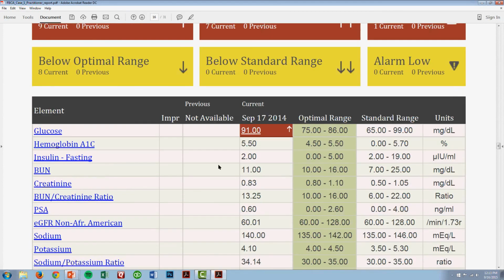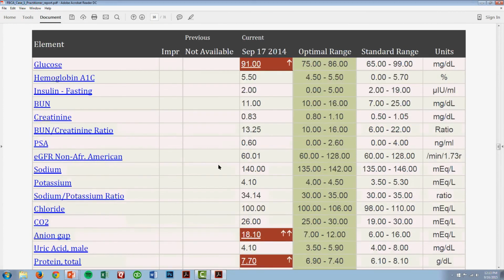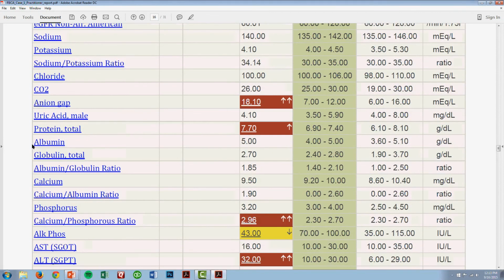He had 3 things wrong with him. And this little infographic says that actually there were 9 above the optimal range, and 8 below the optimum range, and there was 1 that we could consider to be alarm high. So this guy's got some issues going on.